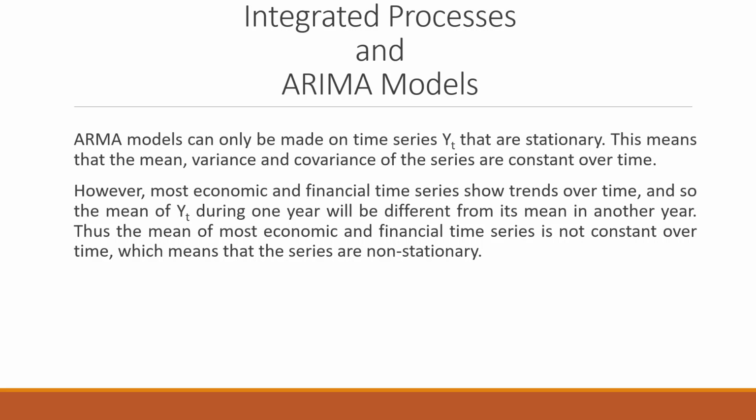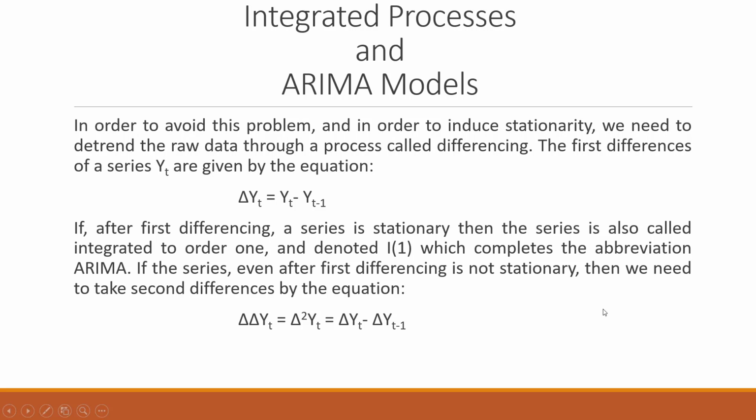Most economic and financial time series show trends over time, and so the mean of YT during one year will be different from its mean in another year, and therefore it is necessary to make it stationary. So if I say delta YT is equal to YT minus YT minus 1, this is the integrated order of 1. If I take the difference two times, then it is I2.